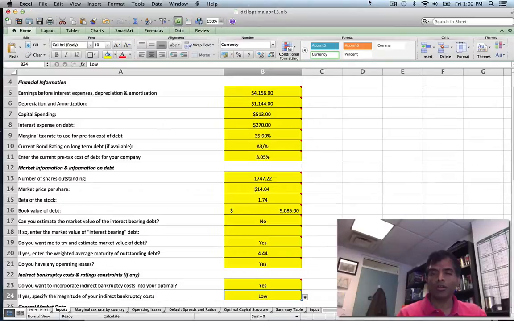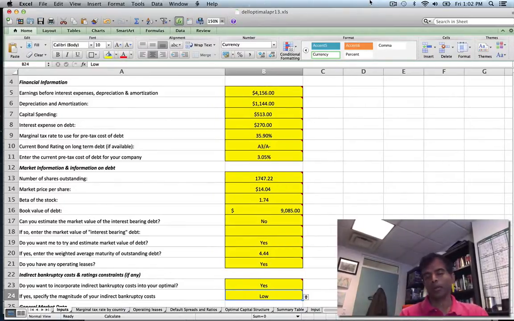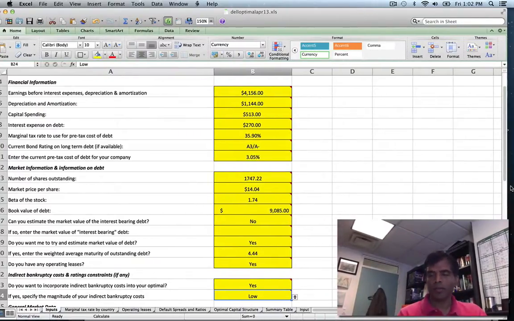I'm going to leave it at low for Dell because as a customer, I've never bought a Dell computer, but if I did buy a Dell computer, I'm not particularly concerned about Dell being around because my computer is probably going to last less time than Dell will. Especially if it's a Dell computer. And I don't mean my biases to show, but I'm going to leave it at low.